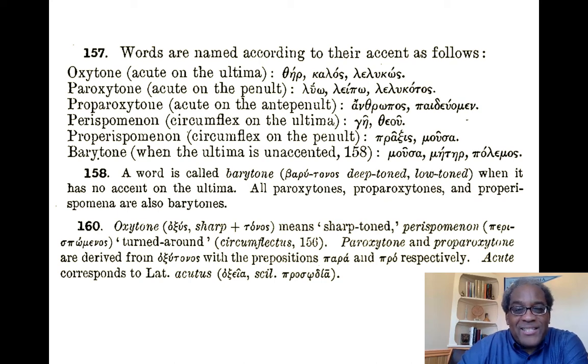So, oxytone, reading 160, means sharp-toned. Perispomenon means turned about. And paroxytone and proparoxytone are derived from oxytonos with the prepositions para, beside, and pro, before, respectively. Acute corresponds to the Latin acutus, which means sharp, a translation of prosodia. So a sharp tone. Okay, hope that really raised your boat.